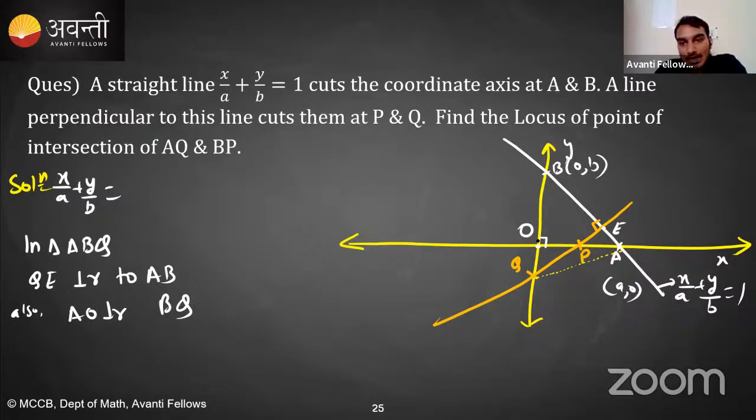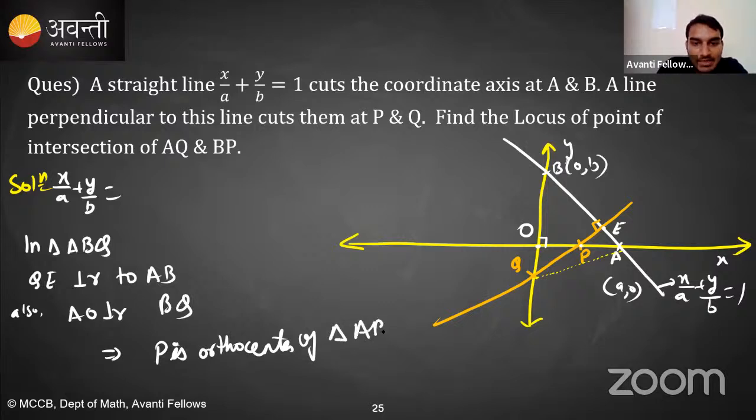So it means AO and QE, these two are altitudes of the triangle and they are intersecting at P. Yes or no? They are intersecting at P. So it implies, what is P? P is the orthocenter, orthocenter of triangle ABQ. Is this clear, everyone? Tell me. So from the observation, we can say now that point P is the orthocenter of the triangle ABQ.